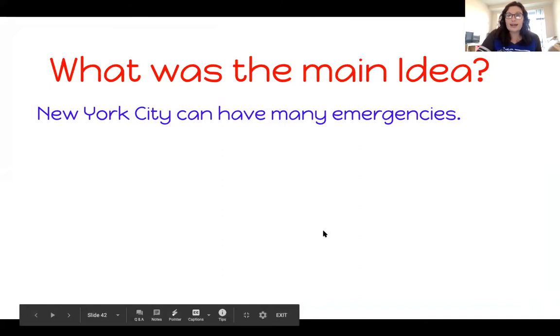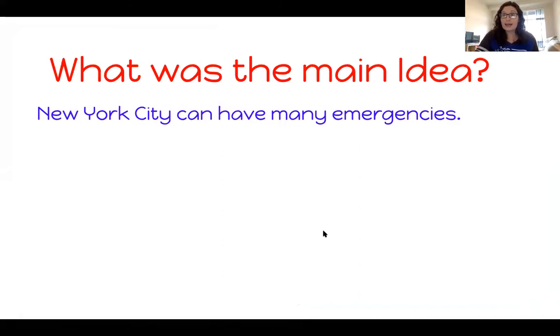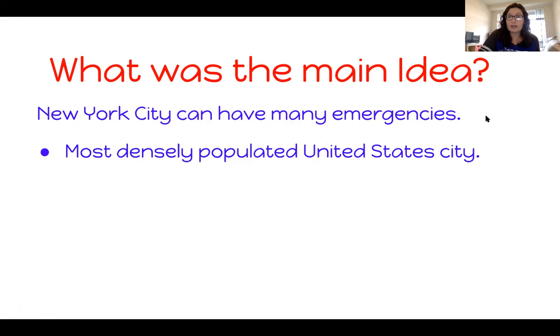The main idea that I came up with was that New York City can have many emergencies. The video went into many types of emergencies, such as natural disasters and disasters that could happen with power outages. And then some ways I could back this main idea up, that New York City can have many emergencies. Some details to support this.